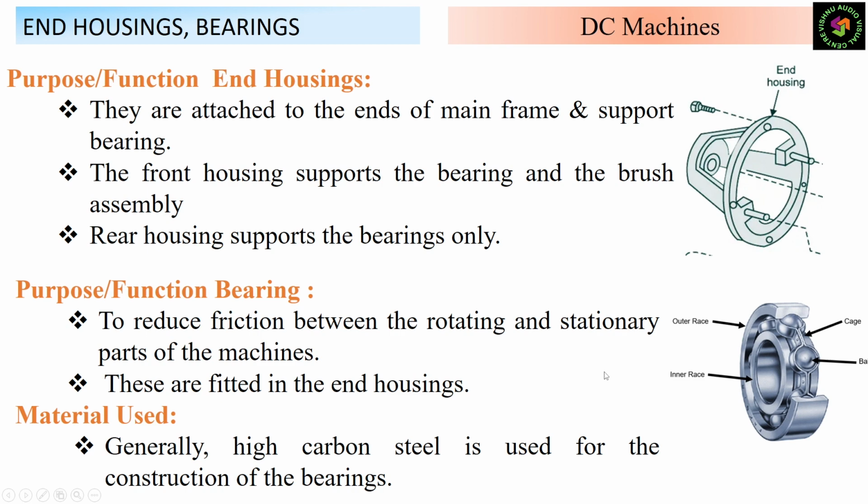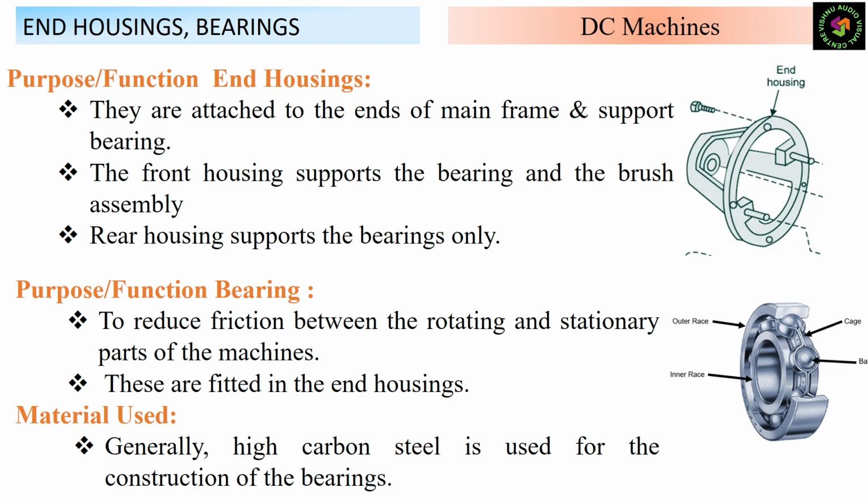Here come the end housings and bearings, the last parts. Now the machine is ready, everything is ready. We will use the end housings to close the machine, because our yoke is cylindrical in shape and we kept the armature inside. So we have to close the sides. End housings will be available: the front side one end housing, and the rear side, meaning back side, the rear end housing. The front side housing will have the commutator and brushes.